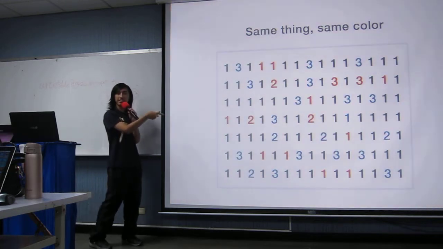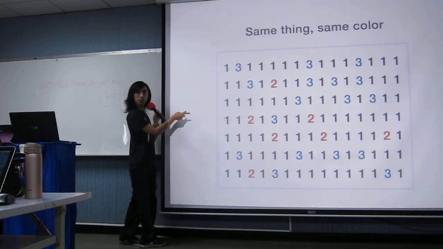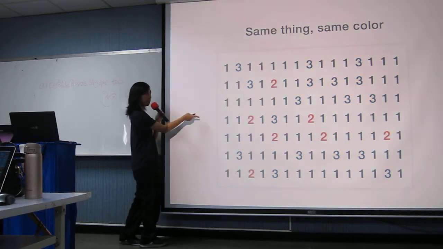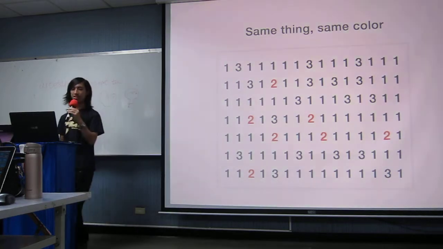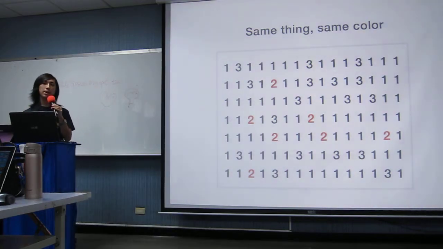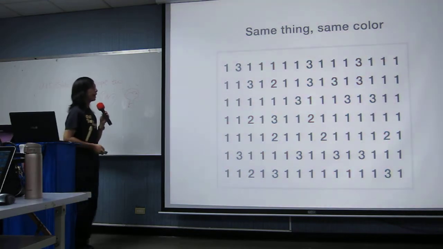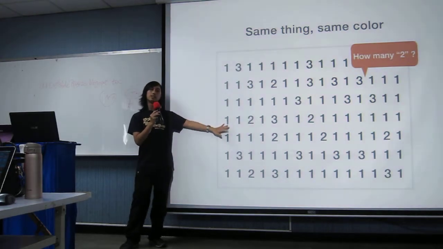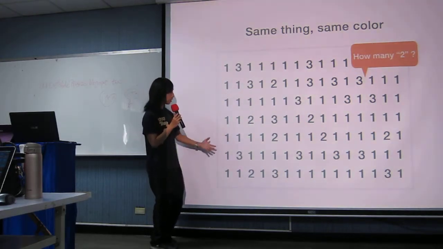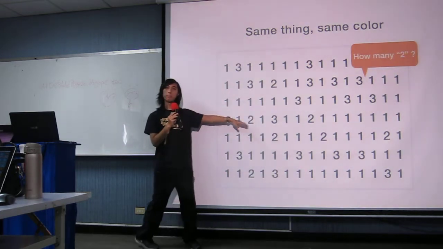How many 2s are there? 1, 2, 3. Next. How many 2s are there? 1, 2, 3. Next. How many 2s are there? 7. Yes, you are right. So when we go back to the previous slide, at the beginning, I didn't give you any color hints. So it's quite difficult for you to distinguish all the 2s in these numbers.